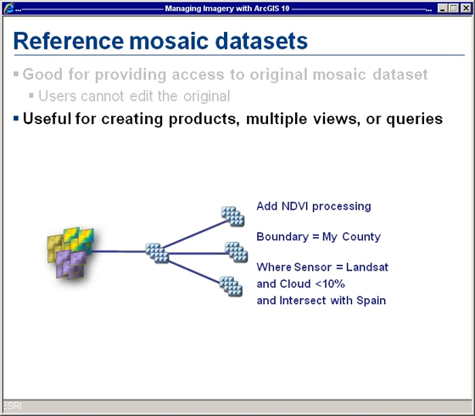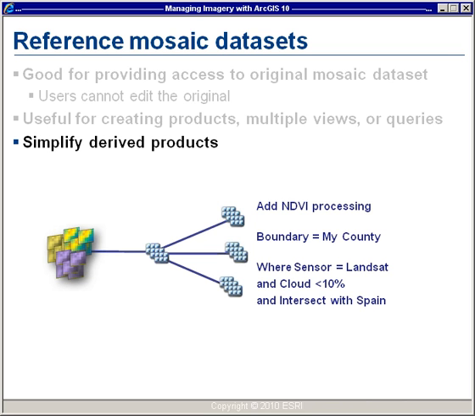So for example here, you can create a normalized difference vegetation index Mosaic dataset product. You can also create one where the boundary's been modified to display only the imagery contained within your county. Also, you can have another one that's a more complex thing that defines a query, maybe based on a specific sensor type, where the images have little cloud cover and only intersect with Spain. Basically, the referenced Mosaic dataset is one way to create a derived product from the original Mosaic dataset.